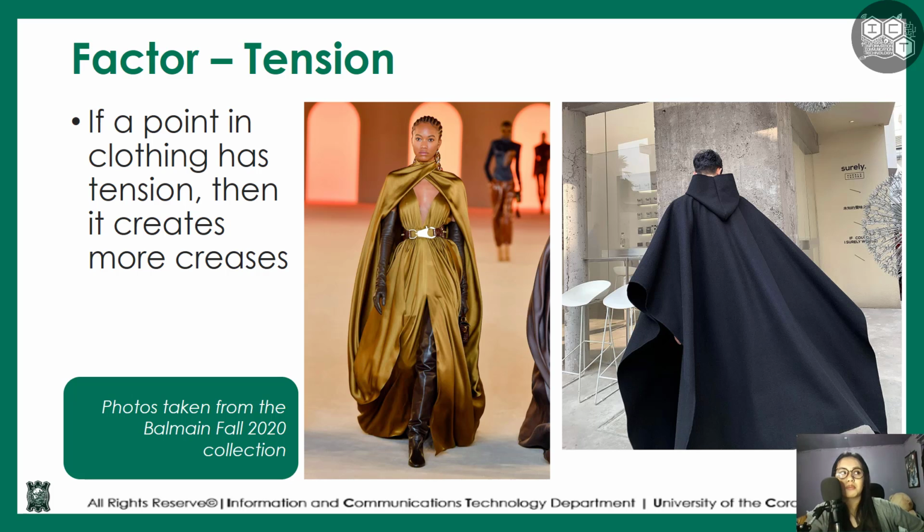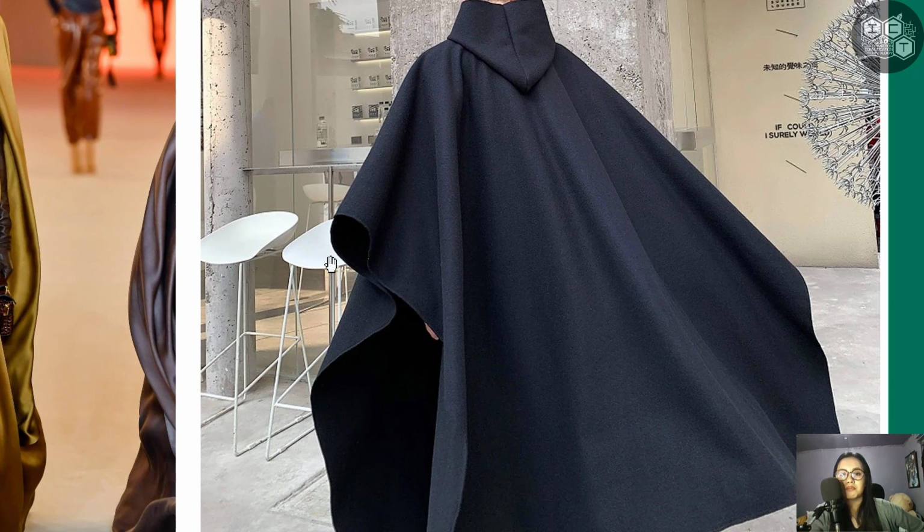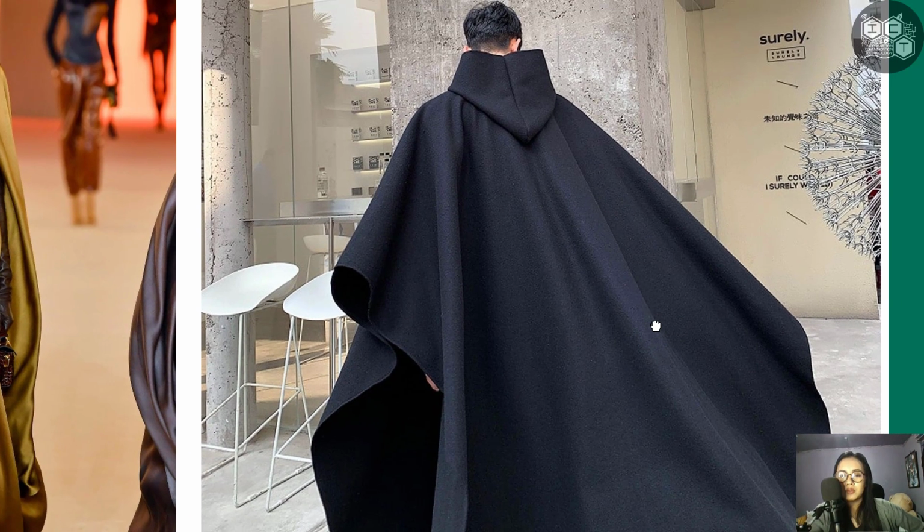One of the best examples that we have right here is our cape. For the cape, you can see that the point of tension is on the shoulders. So at the shoulders, you can see a lot of folds and a lot of creases, and that really continues down up until right here. Especially if you have a very thin point of tension, you can see a lot more curves, a lot more folds and a lot more creases.